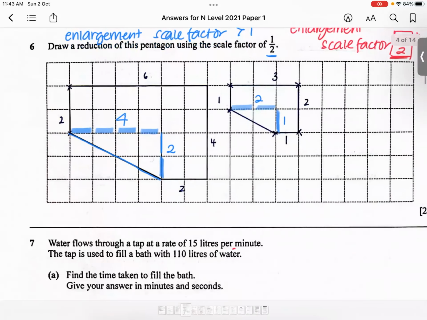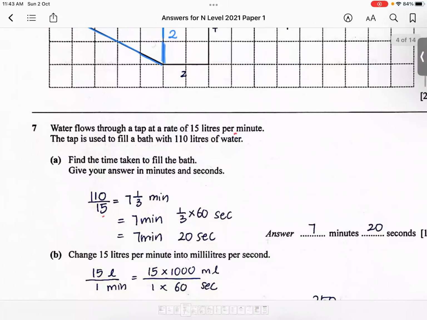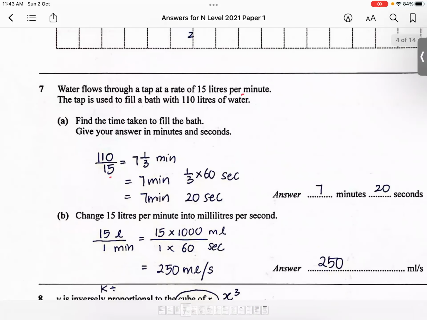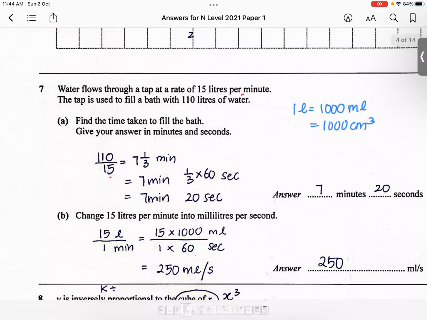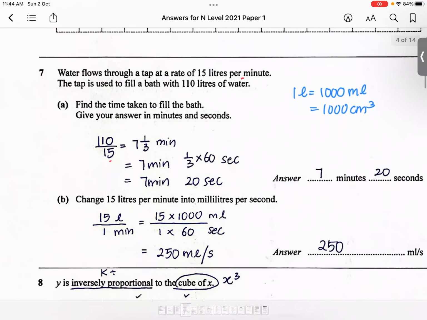Next question, this one you should be able to know how to do. Just need to know how to convert the units. Just take note, 1 liter is equals to 1000 ml, also equals to 1000 cm cube. Just a change of the units of the weight. Not a big problem, so I'll leave this question for you to try.